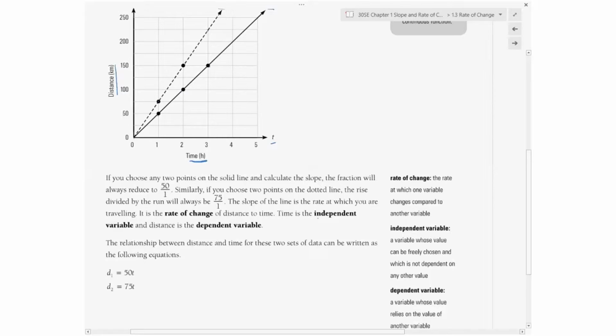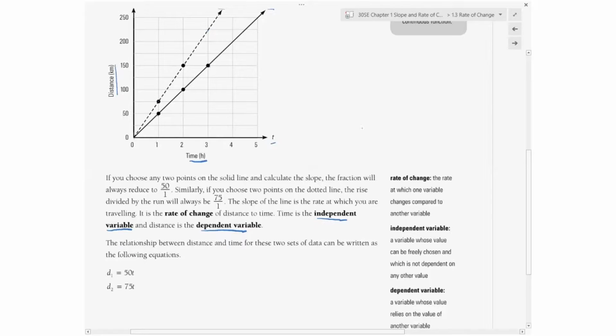Time is what we call the independent variable. The independent variable will always be graphed on the x-axis, and that's the thing that's not depending on anything else. Time moves along at its own pace regardless of what happens around it. The distance is the dependent variable, so how far we go depends on how long we've traveled.